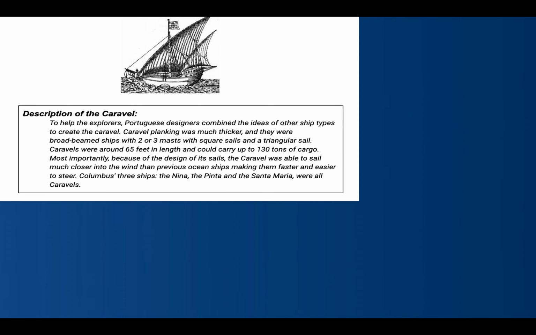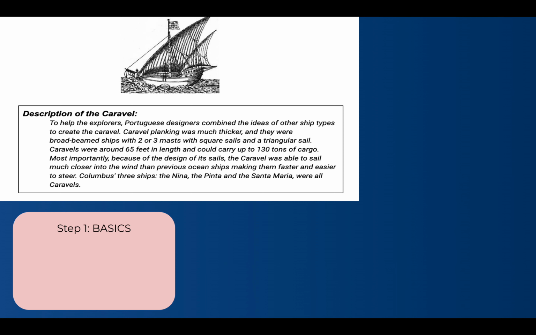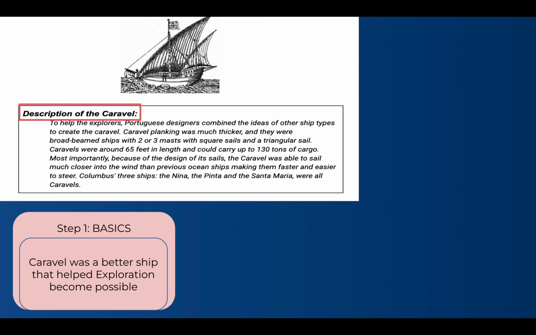Here's another document that we can use as an example. Start with the basics. It's a description of a caravel. That's a great starting point. You know about the caravel during the Age of Exploration. You see the drawing of it as well, which is pretty helpful. Again, in your head, on your paper, you get this starting point of the Age of Exploration, of looking at a ship that was better in how it traveled, that helped exploration become possible.